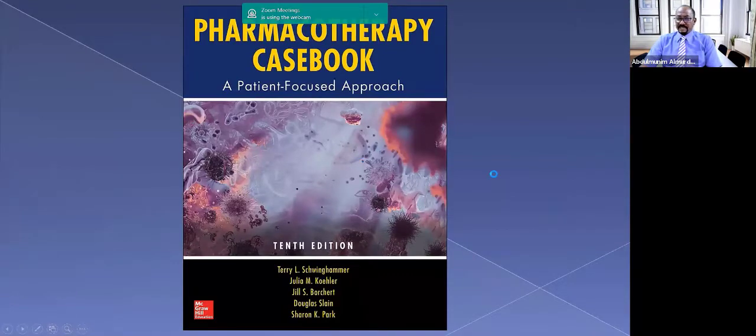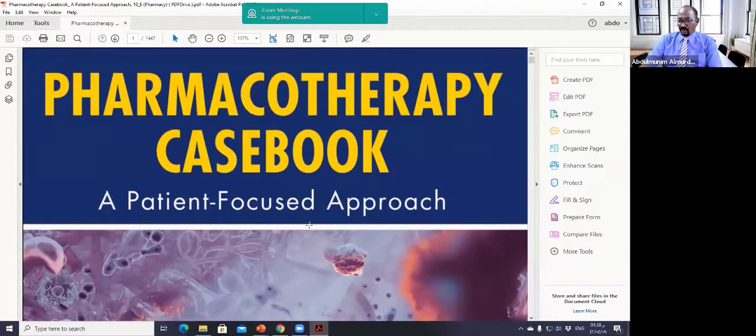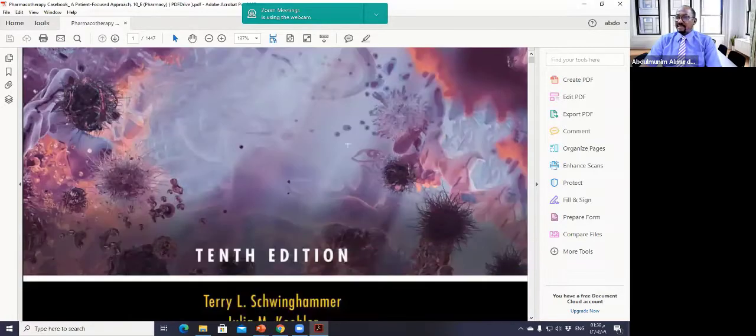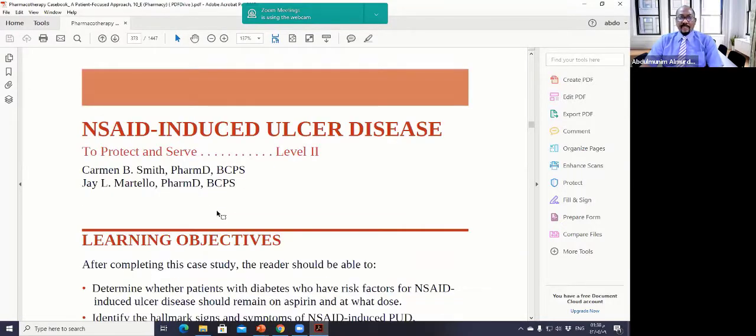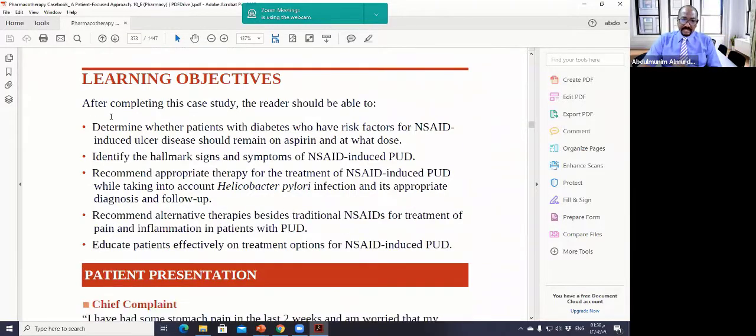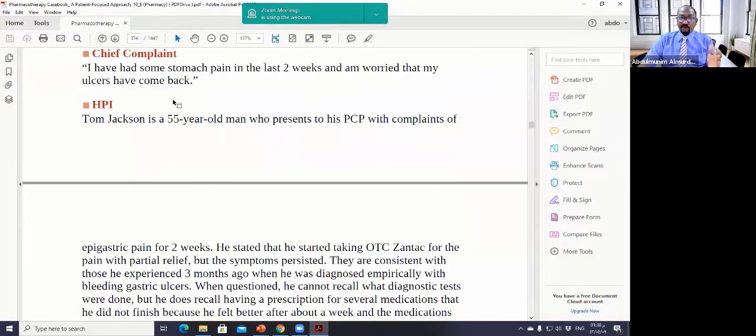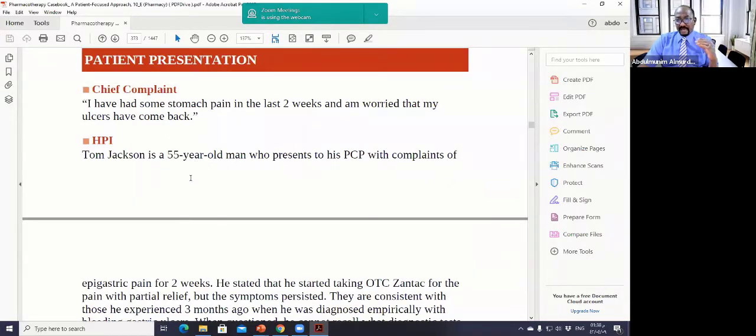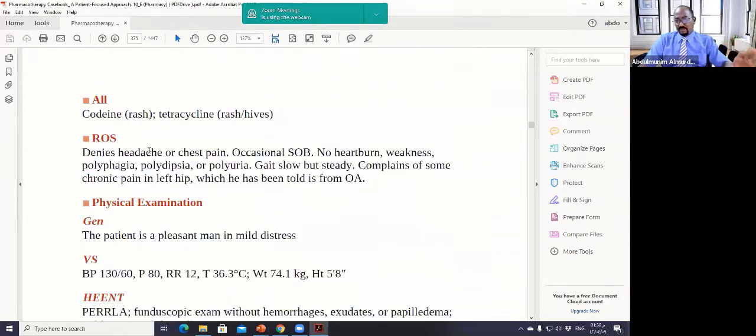Also, for example, this is one of the books that I like very much. It is called Pharmacotherapy Casebook: A Patient-Focused Approach. In this book, you have many cases, and those cases are well written. For example, NSAID-induced ulcer disease, detailed, including the learning objectives. So you do not even need to write learning objectives; they are already there. And then this is a presentation, and you can select. When I said you can adapt, you can adapt. You don't need to take everything, but you can take whatever suits your level, your students, your objectives.